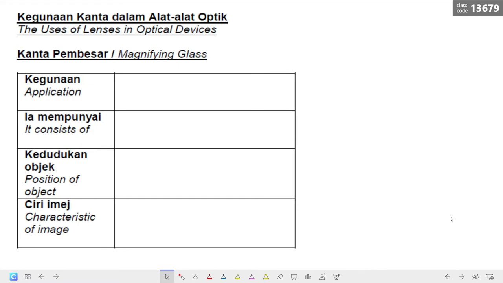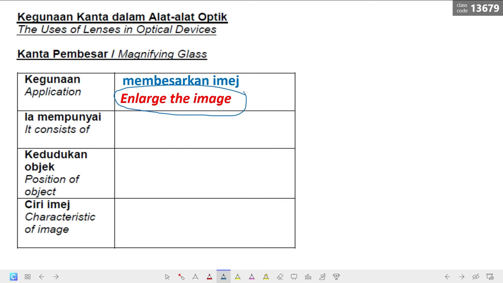The first one is the magnifying glass. As you know, the function of the magnifying glass is to enlarge the image, and it consists of one convex lens. Later, when we look at the microscope and the telescope, we can conclude that all three of these use a convex lens.